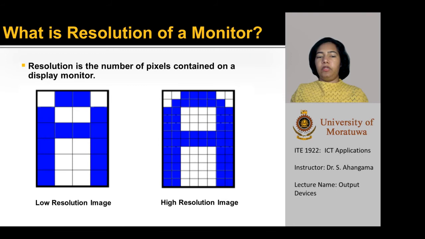As shown in figure 1, it has a lower number of pixels, and in figure 2, it has a larger number of pixels. Both figures are equal in size and represent a letter A. But you can see figure 2 is much clearer compared to figure 1.